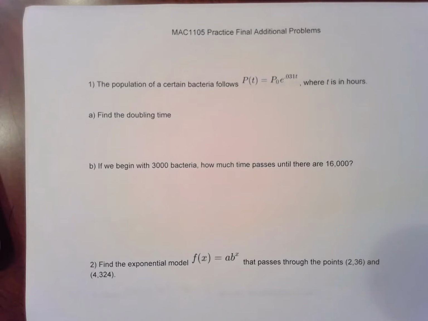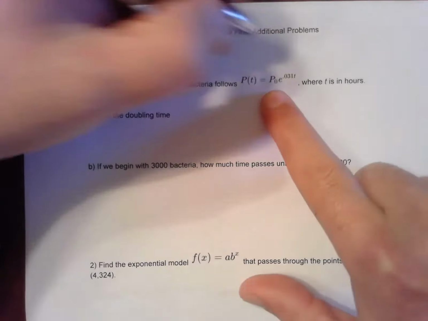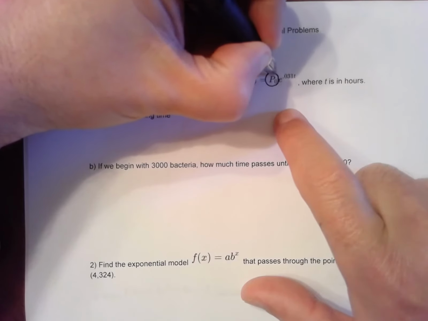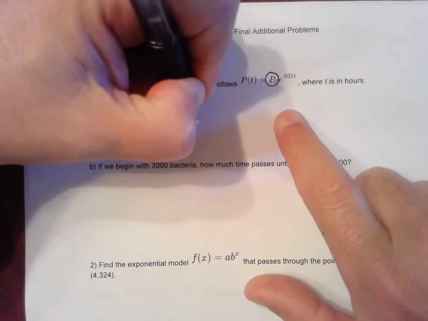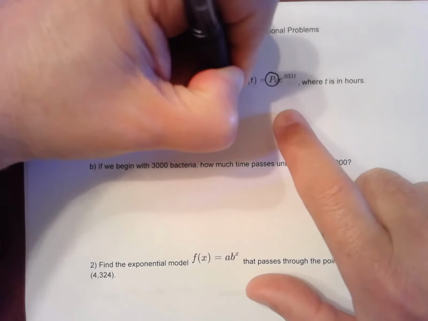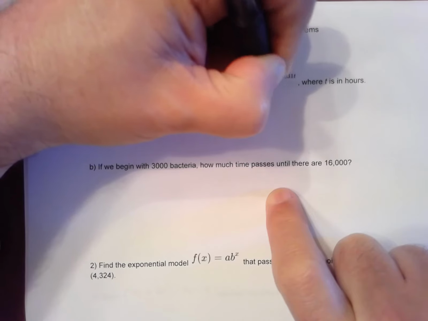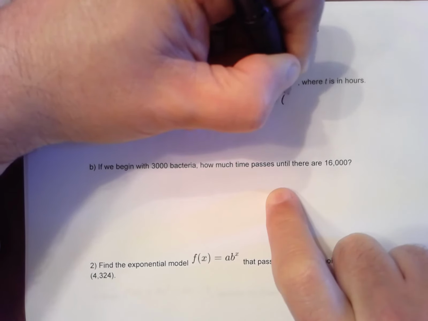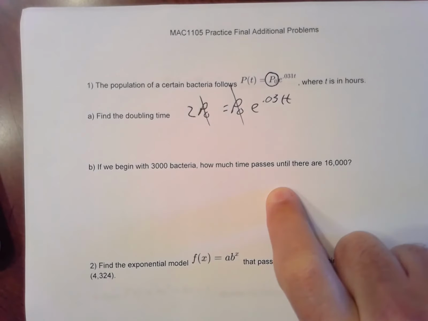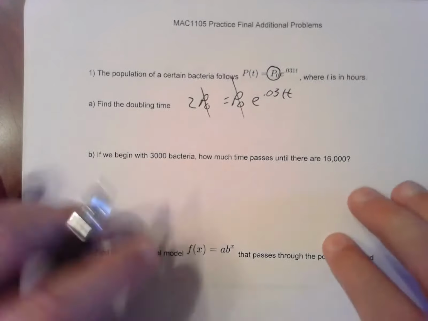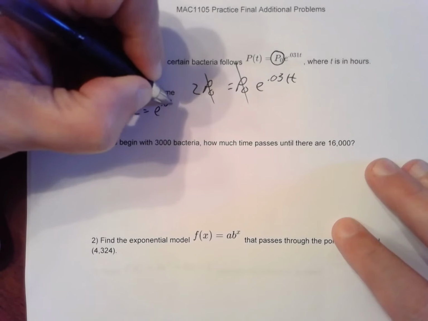Okay, we're getting there. We're almost done. Find the doubling time. That's when we have double our initial amount. Right there is the initial amount. So when I have double that, I'll have twice that. Hey, look, the p-naughts cancel out. And I'm just solving this equation. 2 equals e to the 0.03t.